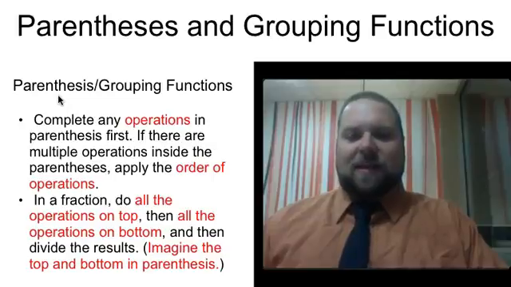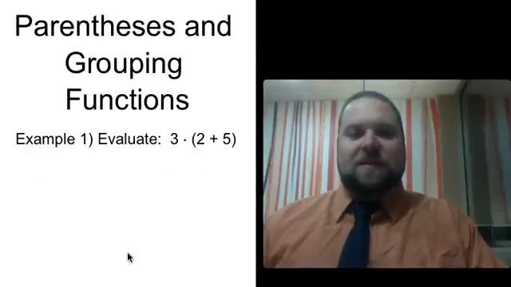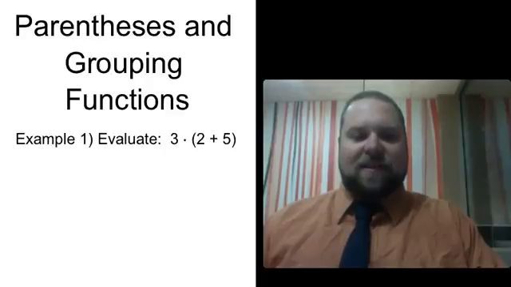So a good way of thinking about this is that a fraction bar makes everything on top in parentheses and everything on bottom in parentheses. So let's take a look at an example of this. We have parentheses and grouping functions in this one.